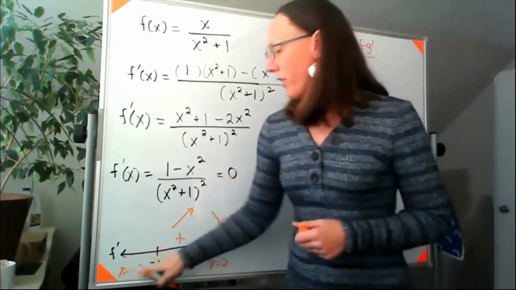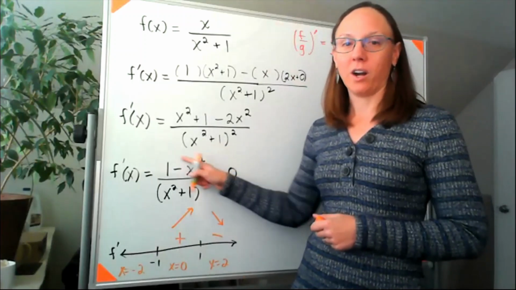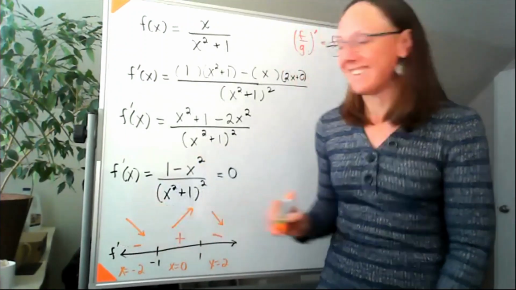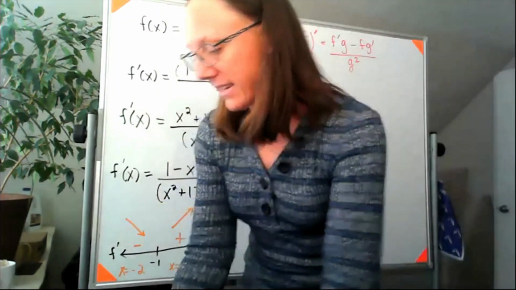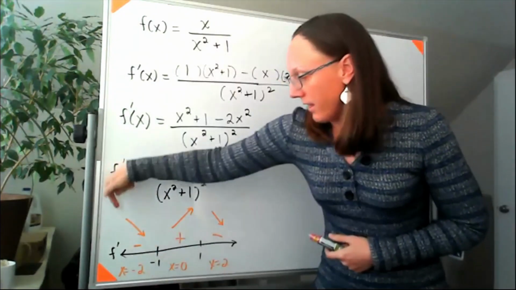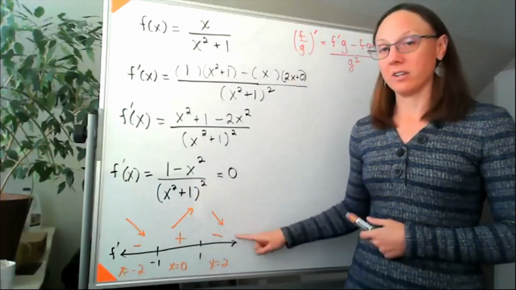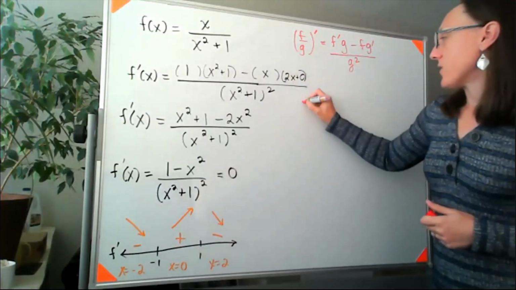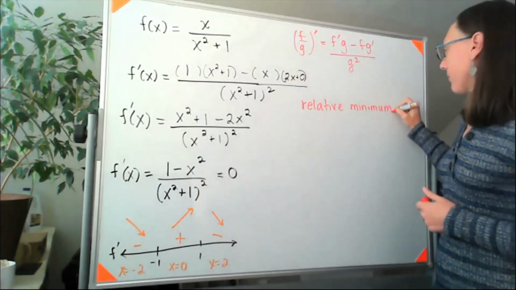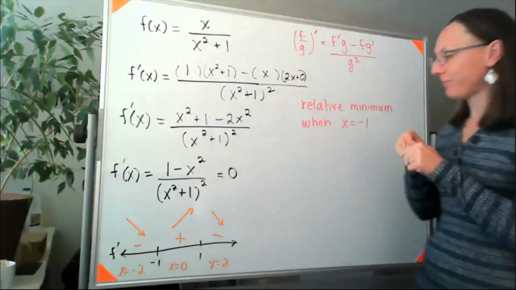coming down. Over here at -2, if I plug in -2, same thing happens. -2 squared is going to give me 4. 1 minus 4, I've got a negative number on top. So my function is decreasing. That's enough in my roller coasterology to know that when x equals -1, that is a relative minimum. And when x equals +1, that is a relative maximum. So I've got a relative minimum when x is equal to -1.